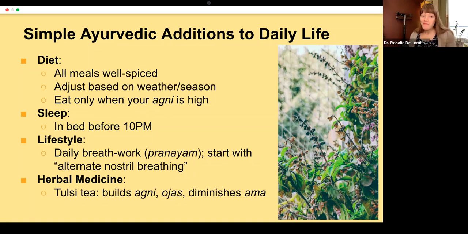In terms of sleep, this is a big one. So in bed before 10 p.m., and that has to do with the certain times of day where Pitta is the highest, okay? Pitta is fire, Pitta keeps you up. From 10 to 2, right? And right in the middle is midnight or high noon. Those are our Pitta hours, where a lot of people get a second wind creatively to do their tasks from the day that they haven't gotten done yet.